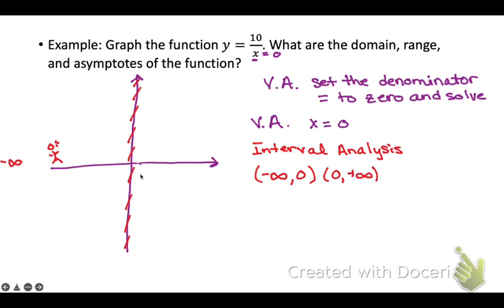Positive infinity. So what interval analysis does is we pick a point somewhere between negative infinity and 0 and somewhere between 0 and positive infinity, which you guys have actually already done, and you decide whether you get a number that is positive or negative. So if you put in an x, you get out a y, correct? Okay. So if I have a positive y, I'm above the x-axis, yes? If I have a negative y, I'm where? Below.